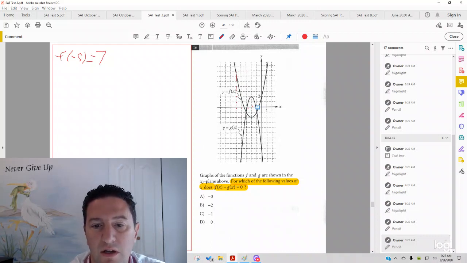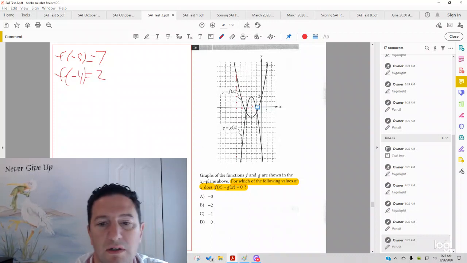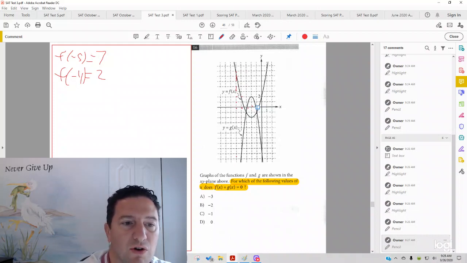And if we went to g of negative 5, that's actually off the chart. So that's not going to be our answer. If we go to f of negative 4, 1, 2, 3, 4, and we follow it up to the graph, we find that f of negative 4 is right here. So f of negative 4 is 2. If we go to g of negative 4, negative 1, 2, 3, 4, and then we go down, we see that that's still off the chart.